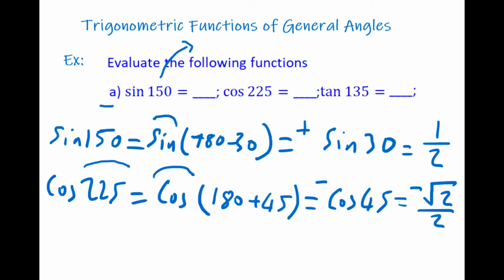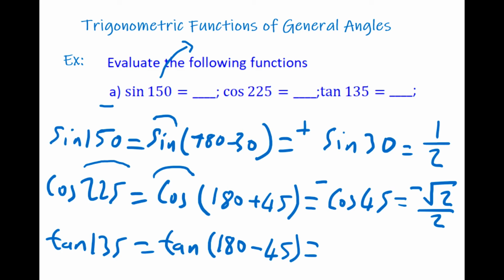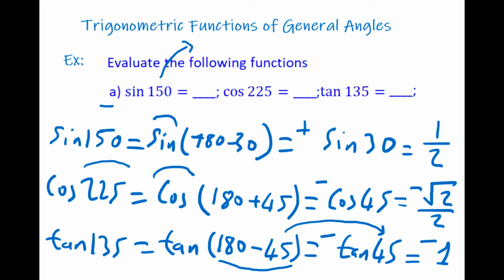And as a last case, we have tangent 135, guys, and that is equal to tangent, again I'm going to use 180 here, 180 minus 45, right? So it's going to be tangent 45 for sure, because this angle is going to come over here. And also we are talking about the second quadrant. In the second quadrant, tangent was negative. Why? Because the only function whose sign was positive was sine, so tangent is negative. And tangent 45 is 1, but because here we have negative, it's going to be negative 1, guys.